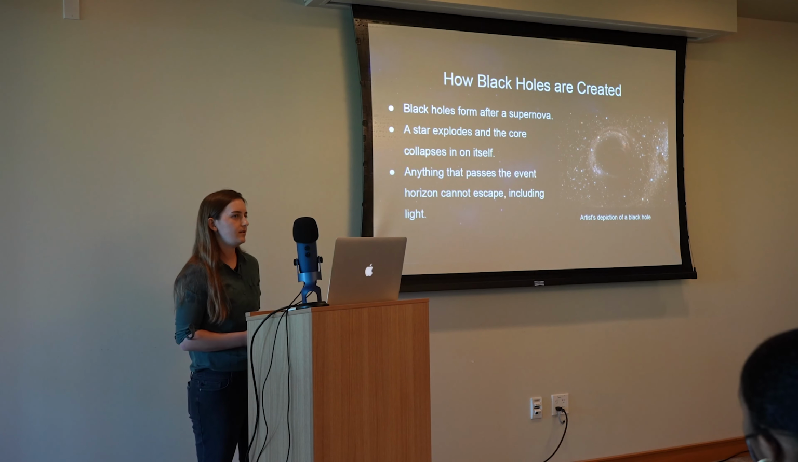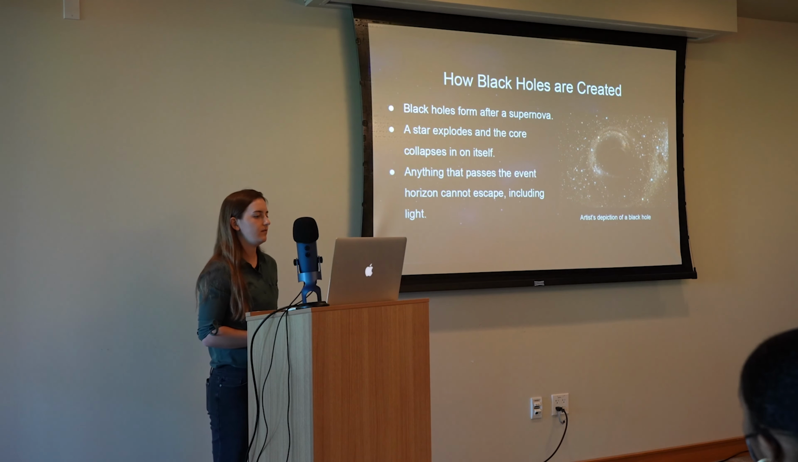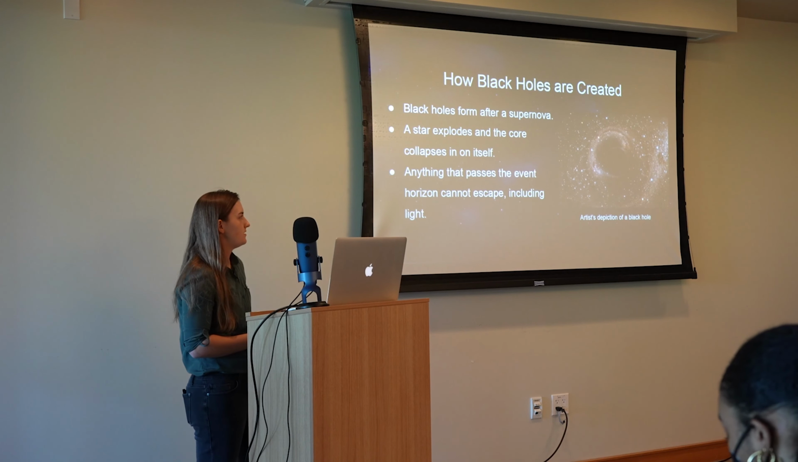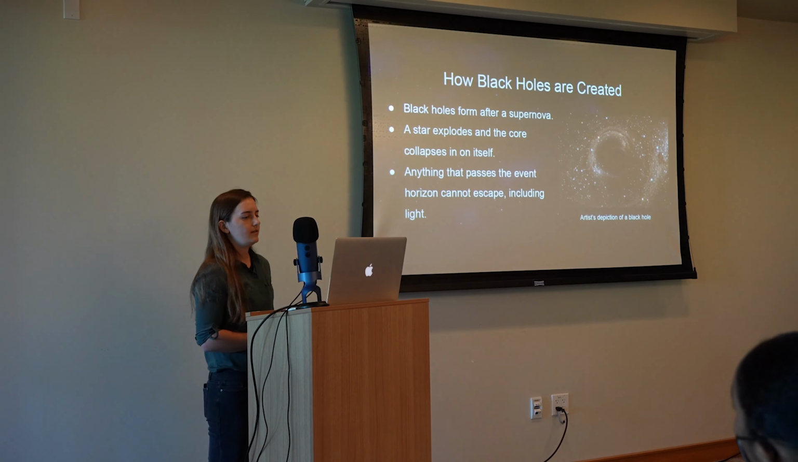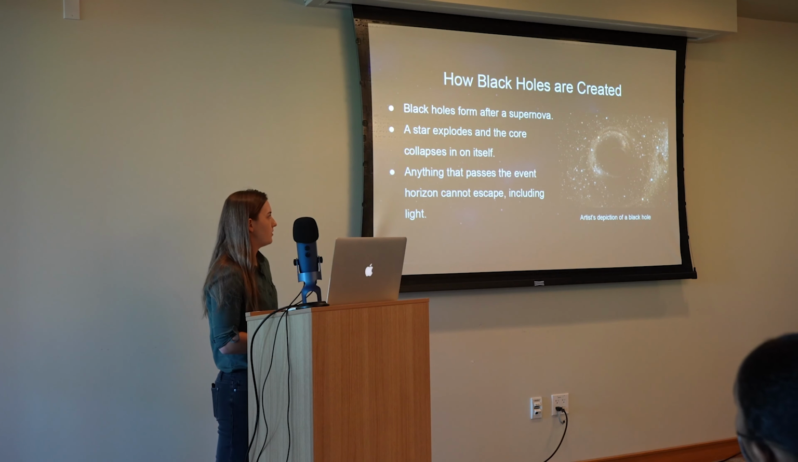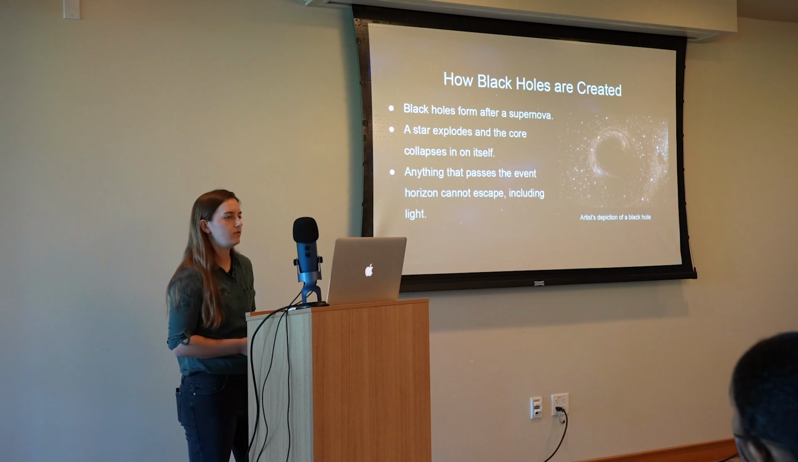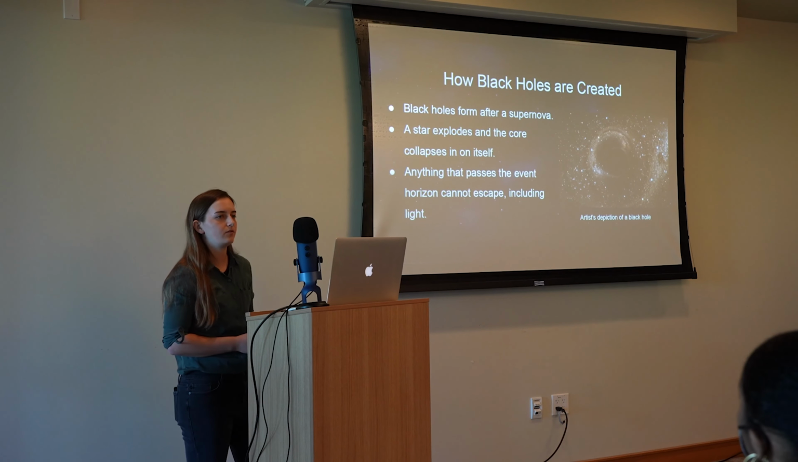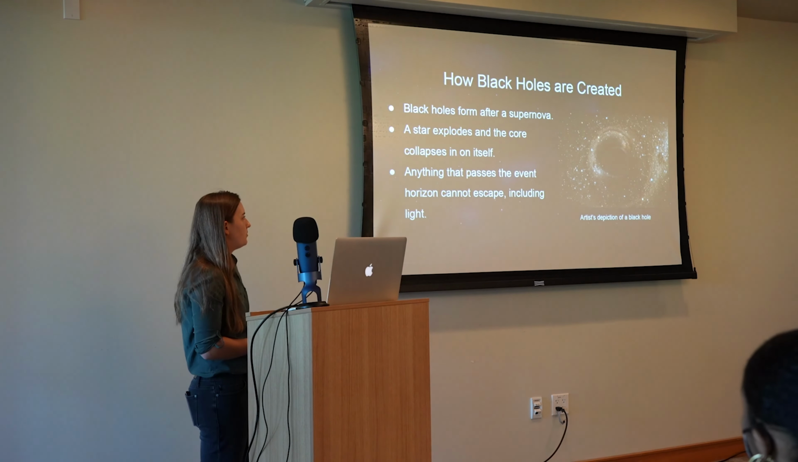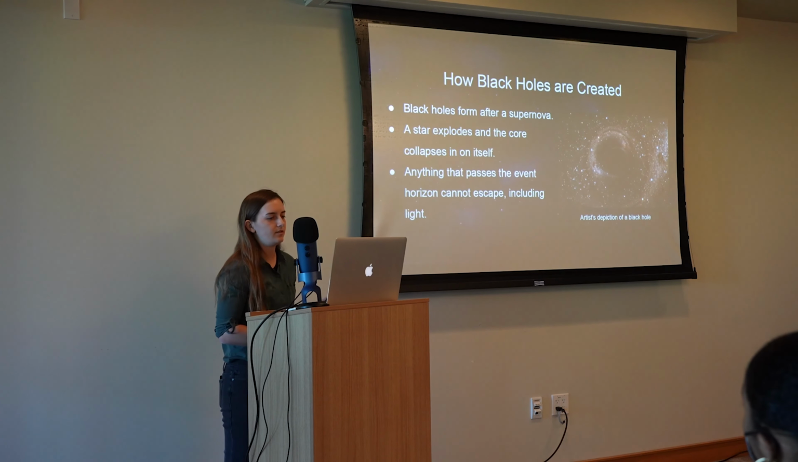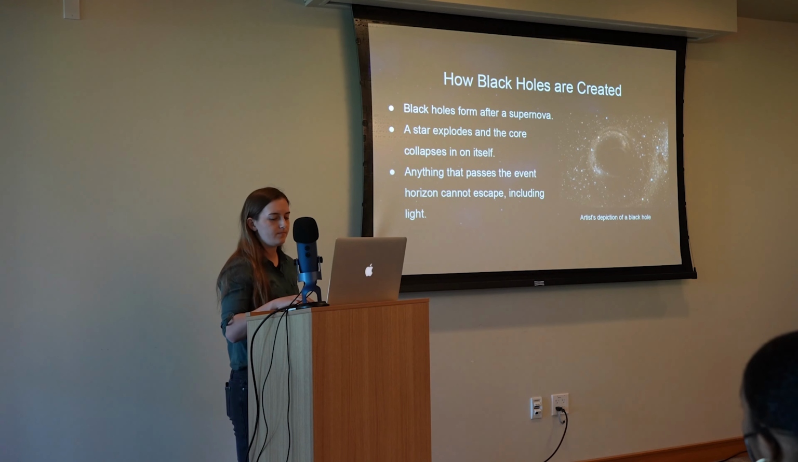Around the singularity is a boundary called the event horizon, and anything that passes through the event horizon is unable to escape. This includes mass and light particles. Light is made up of particles called photons, and they're the fastest moving particles in the universe. But the gravitational force from a black hole is so strong that it's able to trap light within it.